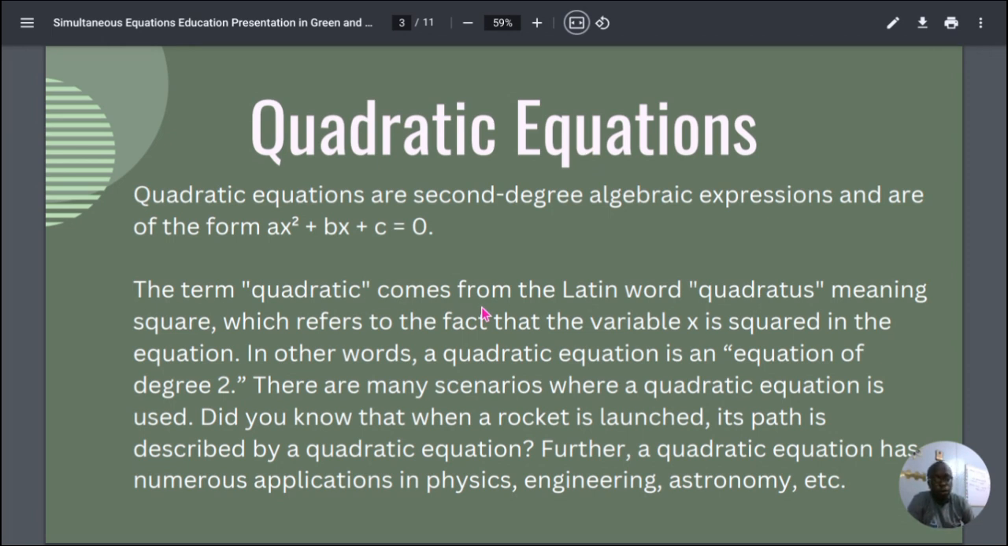And I also want you to know that quadratic equations is a topic under algebra, so you would have to see a lot of x's and y's. Okay, so quadratic equations are second degree algebraic expressions. Second degree algebraic expressions are usually in the form ax squared plus bx plus c equals 0.